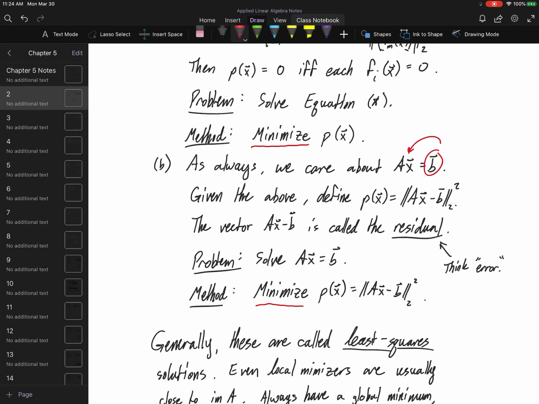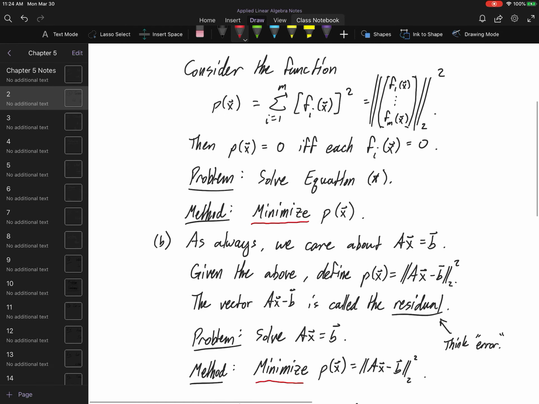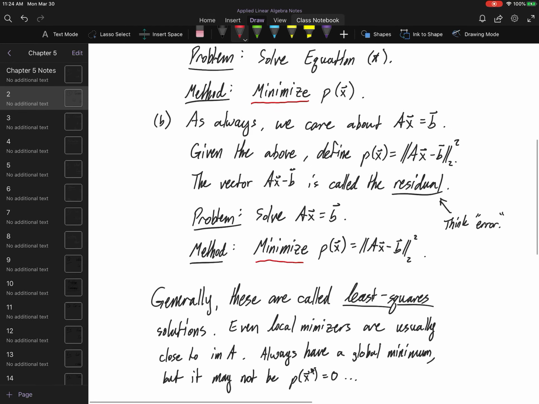And we'll be in the same setup as before, but all the functions are now going to be linear functions. And I would like to minimize this guy. The system will only have a solution if I can get the p function to 0. This is not always the case. We might not be able to solve these equations, so we would like to get as close to a solution as we can.